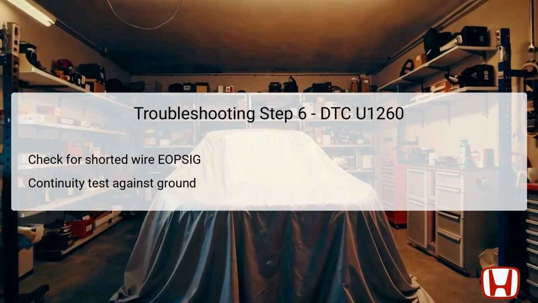Measure continuity between the EOPSIG line and the body ground to see if any direct contact exists, which may cause a short circuit. If continuity is detected, immediate repair of the wire to eliminate the ground short is necessary. Conversely, if there is no continuity, it indicates that the EOPSIG wire is functioning properly, allowing you to proceed with the next step in pinpointing the source of the communication error.